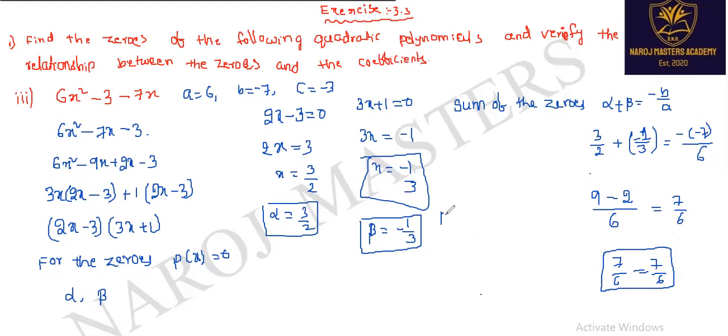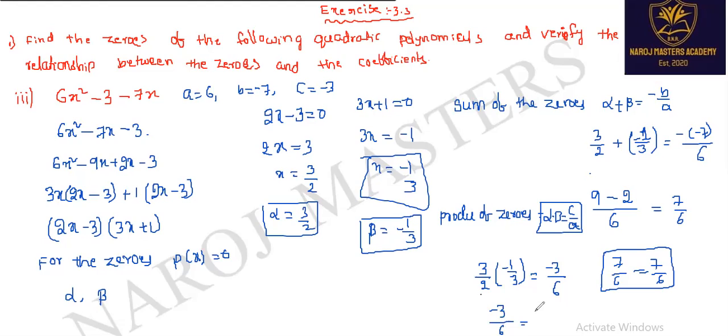And substitute in the product of the zeros. Product of zeros is equal to alpha into beta equal to c by a. Now substitute in this formula. Alpha is 3 by 2 into beta is minus 1 by 3, is equal to c by a. What is c here? Minus 3. And a is 6. So 3 in the numerator, minus 3, in the denominator 2 threes are 6. Here also we got minus 3 by 6. So here also the LHS is equal to RHS. Hence the zeros of the polynomial are verified with the coefficients of the given quadratic polynomial.